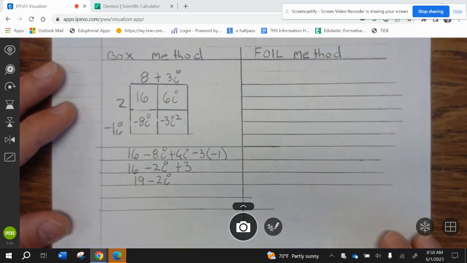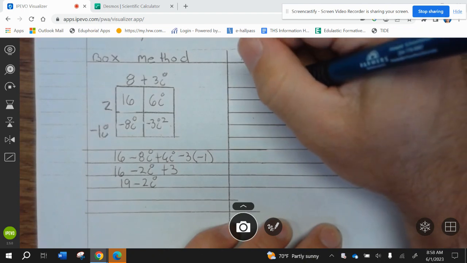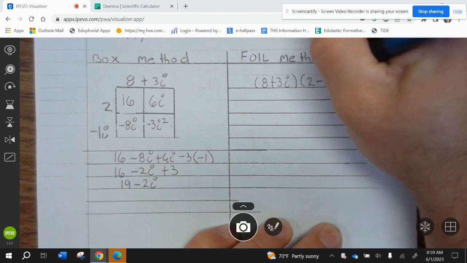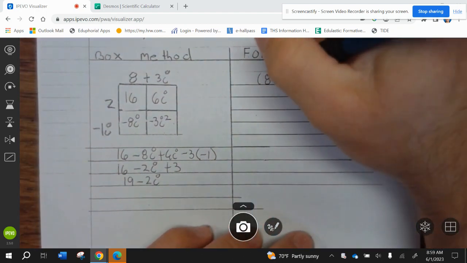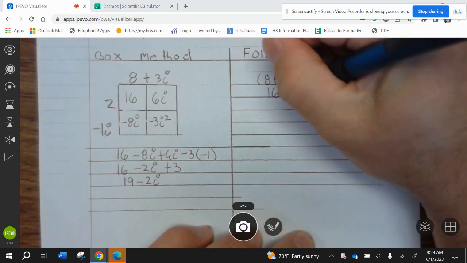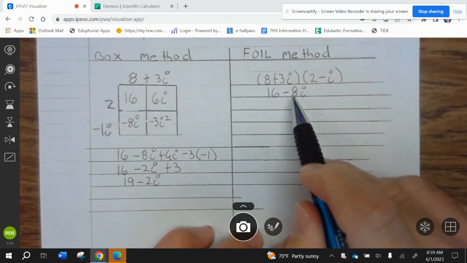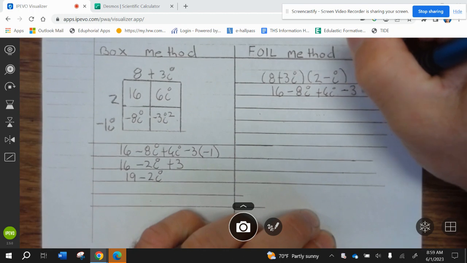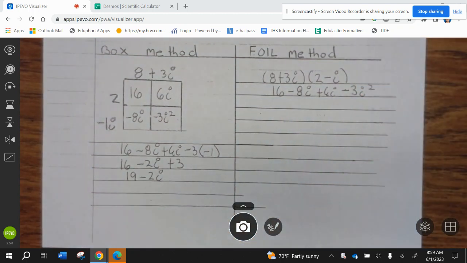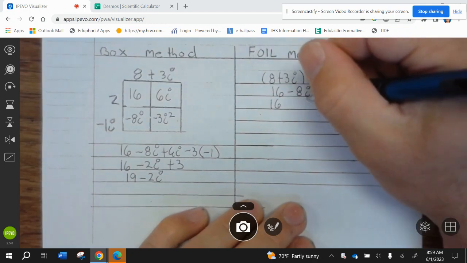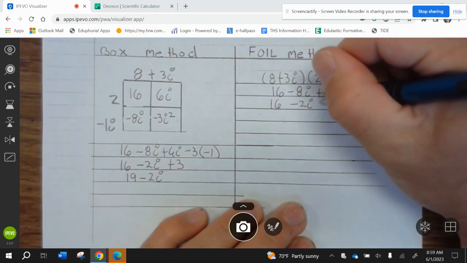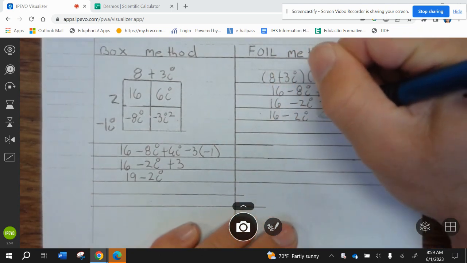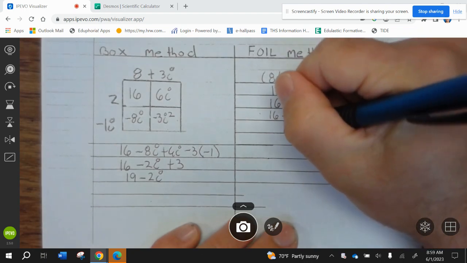All right, let's do the FOIL method. So 8 times 2 is 16. 8 times negative i is negative 8i. 3i times 2 is 6i. 3i times negative i is negative 3i squared. Okay, so then that's 16. Negative 8i and 6i is minus 2i. Minus 3 times negative 1. So that's 16 minus 2i plus 3. So it's 19 minus 2i.